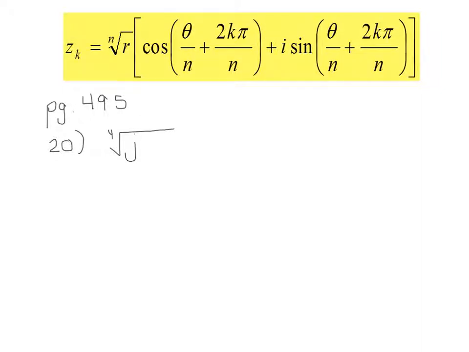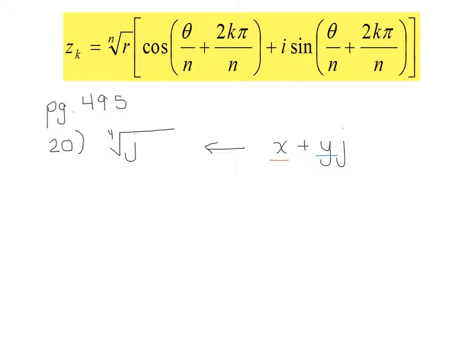This is number 20 on page 495 of our textbook, where we're asked to find all fourth roots of j. And of course that means we're going to use the formula that I have in the yellow box at the top of the screen here. So the first thing we want to recognize is that the number j is a complex number. Now remember, a complex number has both a real part and an imaginary part. The real part is x, the imaginary part is y.